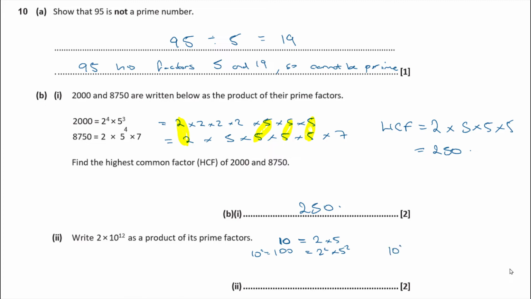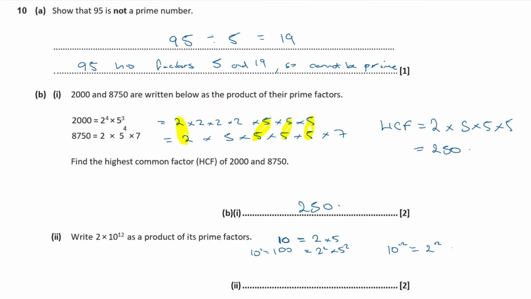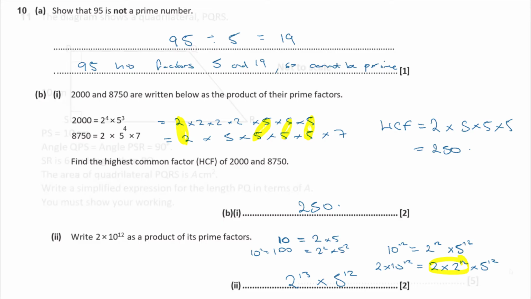So 10 to the power of 12, that's going to be 2 to the power of 12 times 5 to the power of 12. And then 2 times 10 to the power of 12 is going to be 2 times 2 to the 12 times 5 to the 12. And then you can just combine those together, can't you? 2 times 2 to the 12 is 2 to the 13. So the final answer is 2 to the 13 times 5 to the 12.